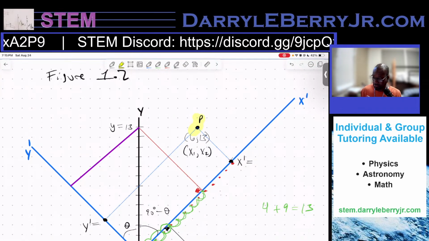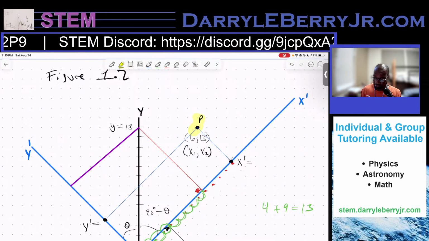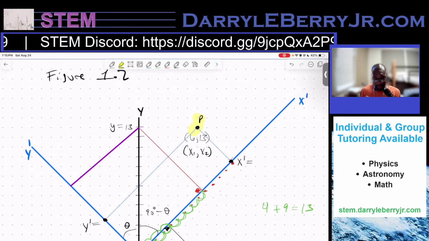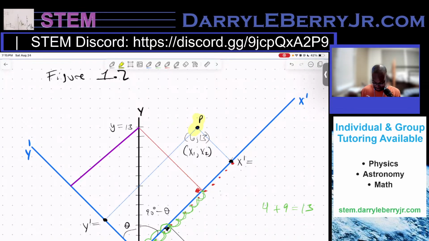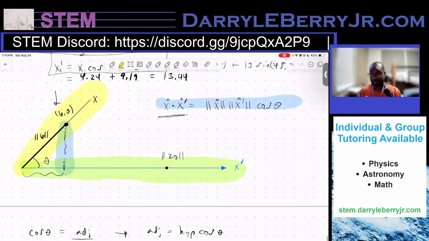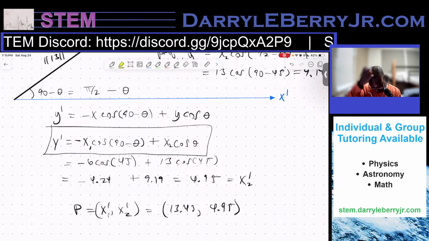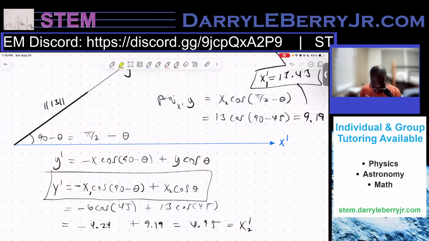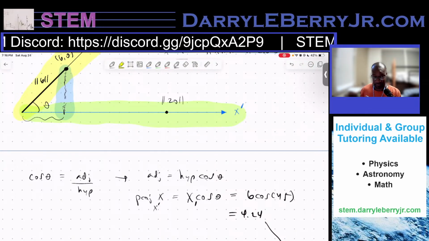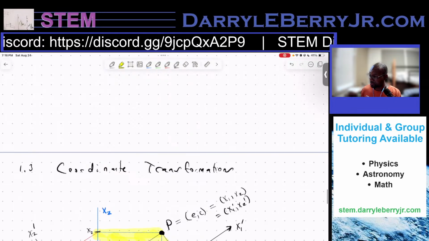I know sometimes, at least for me, the symbolic form can be a bit confusing. So I put actual numbers in there and worked it out. We'll see if we can backtrack and get it into the normal form that the book is talking about. This is section 1.3, coordinate transformations.